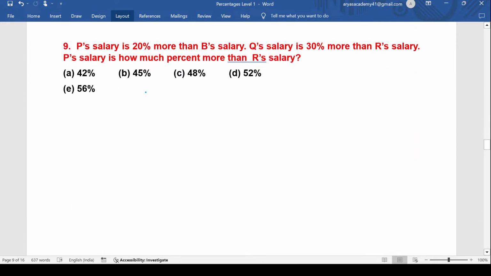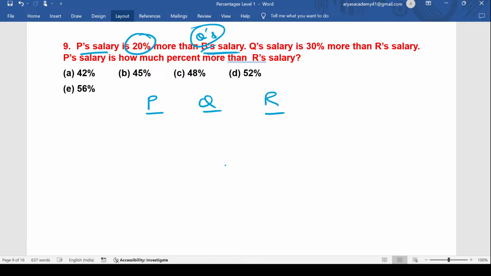Question number 9. P's salary is 20% more than Q's salary. So we are having P, Q, and R. Don't make any conclusion about which is 100, which is 120, etc. Before making the conclusion, you have to read the entire question.